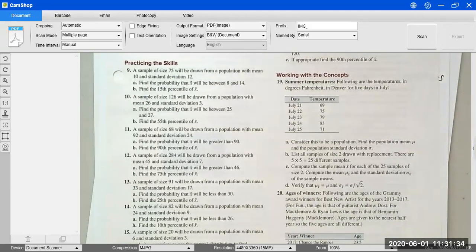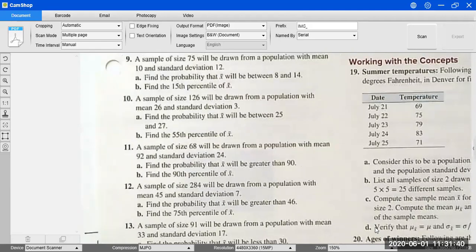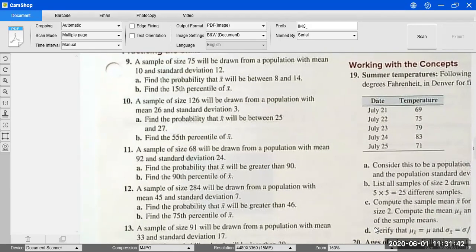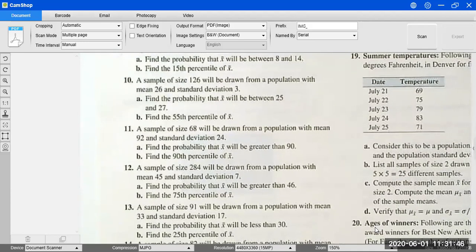So you have here the 3 problems. Okay, 10. You have here a sample of size 126. So you have the sample size, you have the mean and the standard deviation. And then you're going to solve those problems.